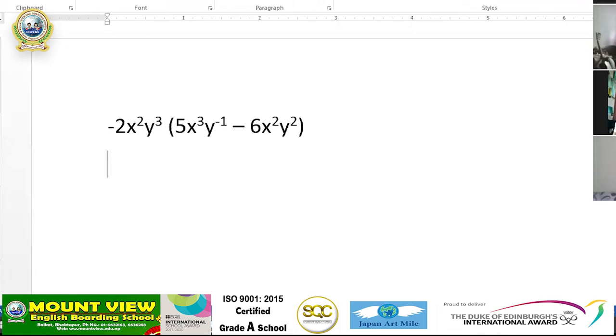Now, the first thing we do here is split the bracket. And we all know that the term we multiply by, in our case minus 2x square y cube, has to multiply both the terms inside the bracket. So it has to multiply 5x cube y to the power minus 1, and also minus 6x square y square, individually. Term by term, it has to multiply both the terms. We have already learned this before. So let's just do that.